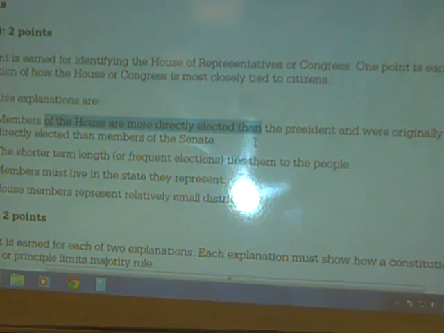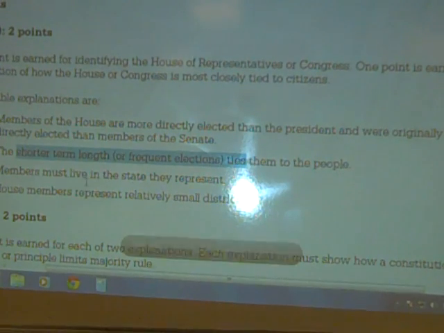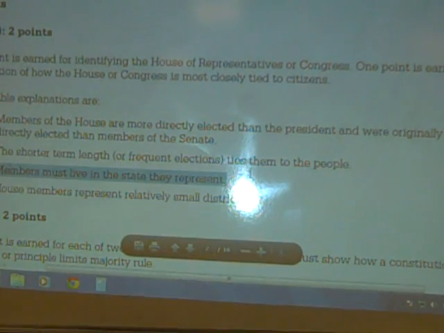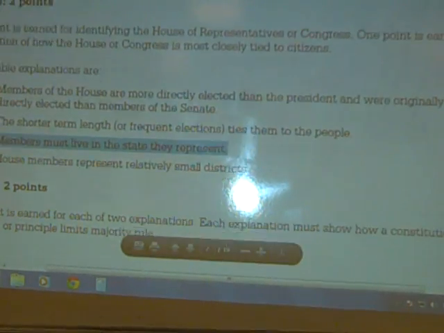Members of the House are more directly elected than the President, and were originally more directly elected than members of the Senate. That's what I said. The shorter term length, or more frequent elections, which is the same thing, ties them to the people because they have to worry about what the people think. We said that too. They're 2-year terms. Members must live in the state they represent. Nobody put that. All right, that's true.